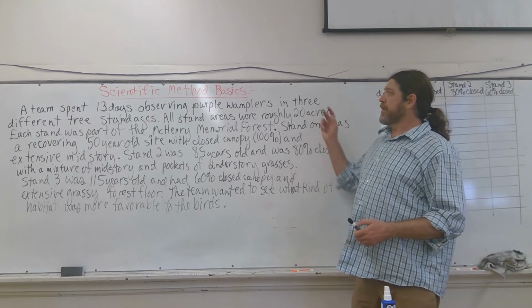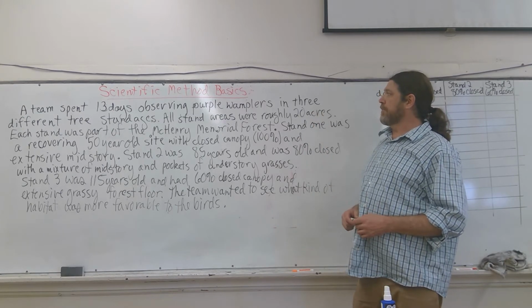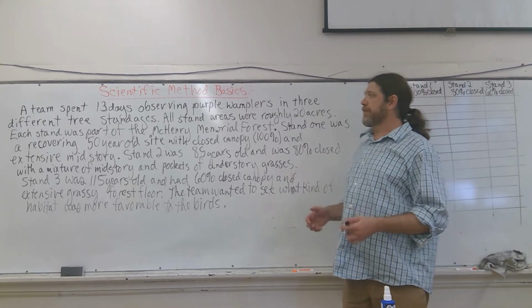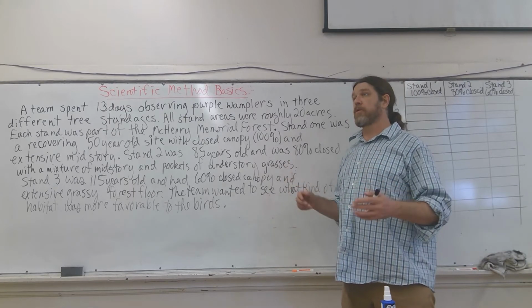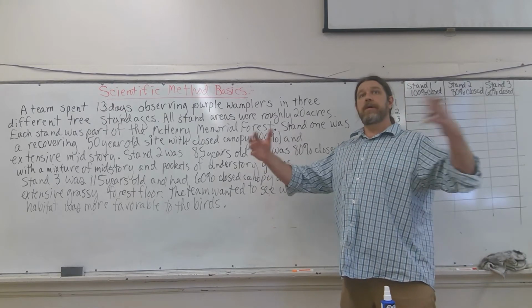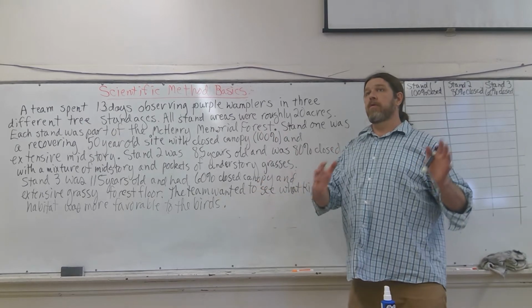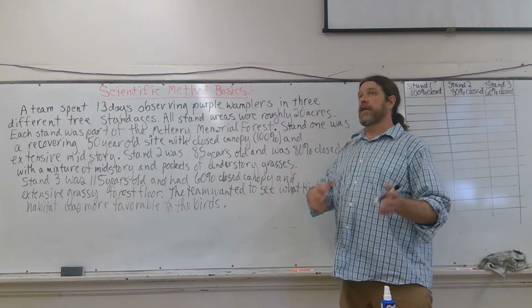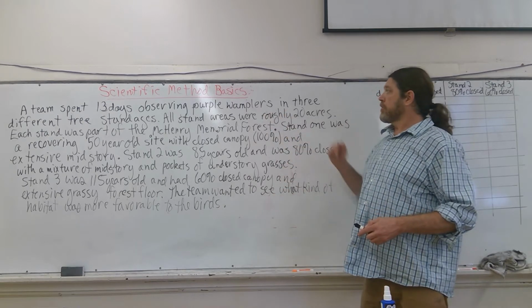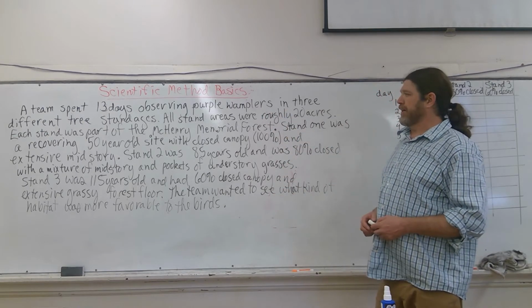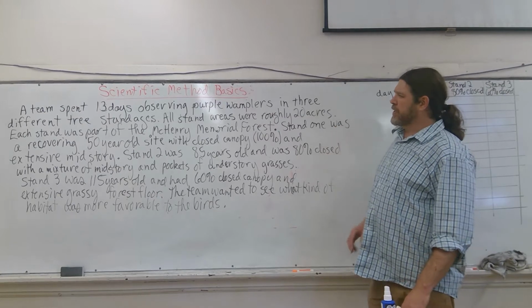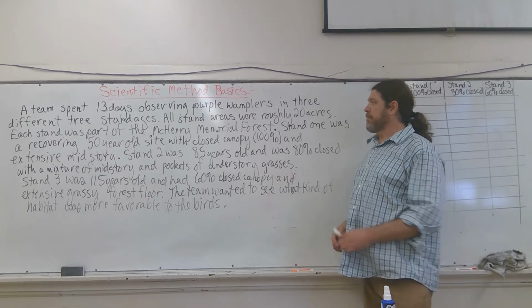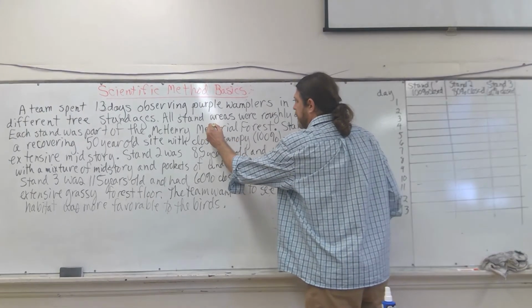So a team spent 13 days observing purple wamplers in 3 different tree stand ages. In other words, 3 different areas of forest where one group was of a significantly different age since it was last cut than another group. All stand ages were roughly 20 acres in size. Each stand was part of the McHenry Memorial Forest.